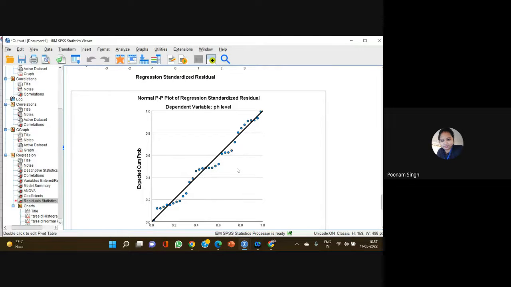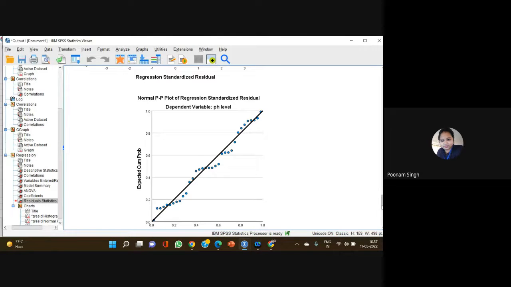This is your PP plot and you can see that the dots are generally lined up along this 45 degree line. This is the 45 degree line. And if your points line up along this line, then we have normality of residuals. And we can see that the dependent variable is normally distributed.